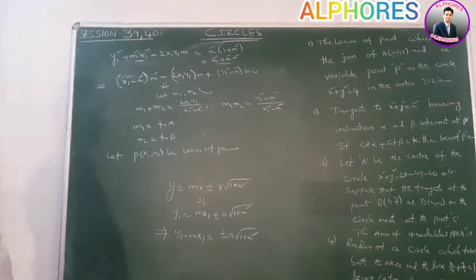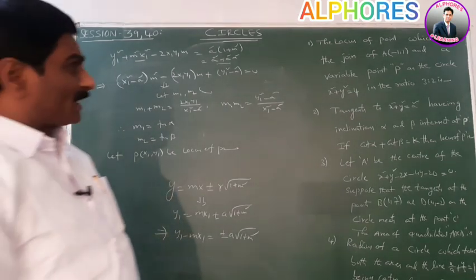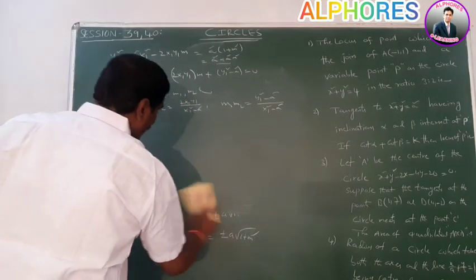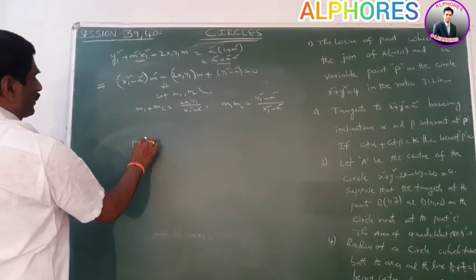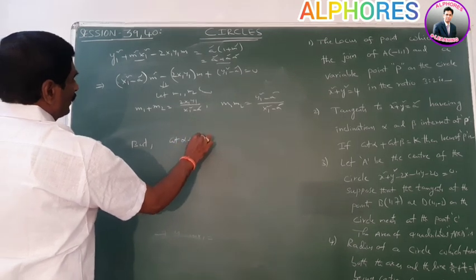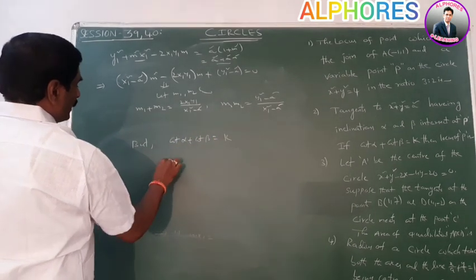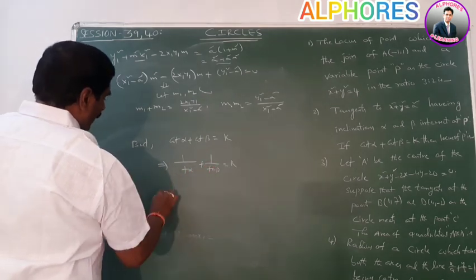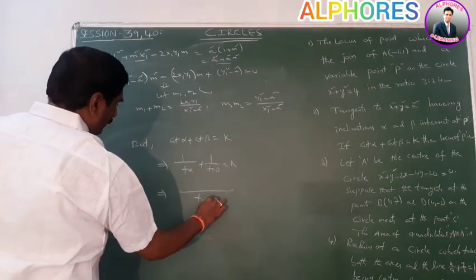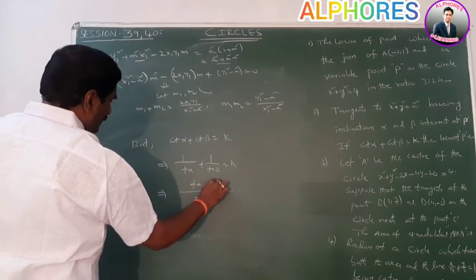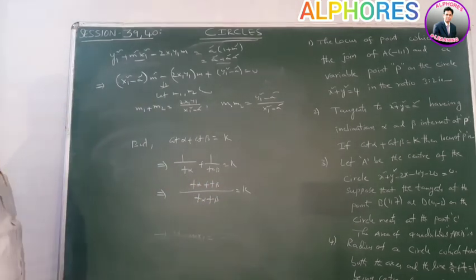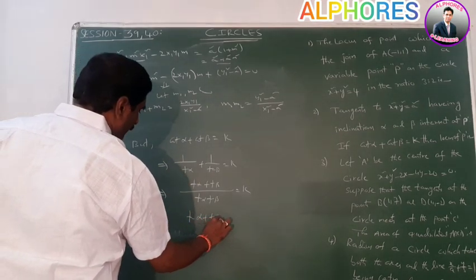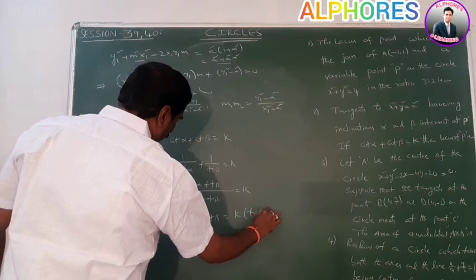But from the given, what is the condition? From the given, cot alpha plus cot beta is equal to k. Cot alpha plus cot beta means 1 by tan alpha plus 1 by tan beta is equal to k. The LCM here is tan alpha, tan beta. That means tan alpha plus tan beta is equal to k of tan alpha into tan beta.